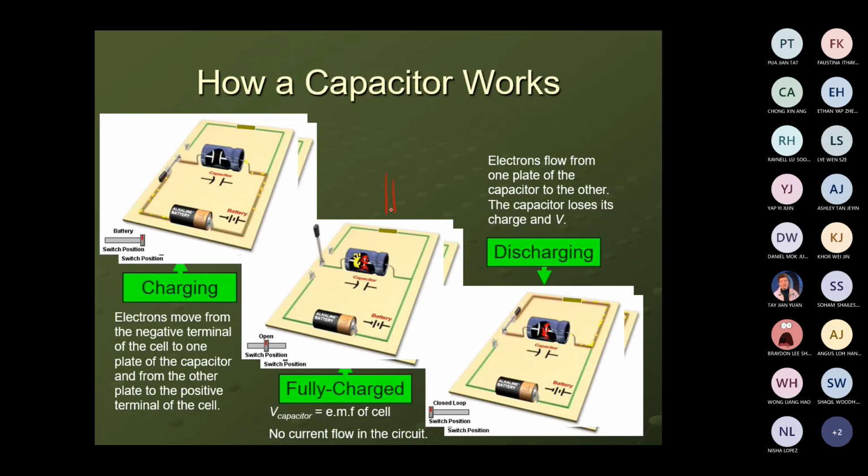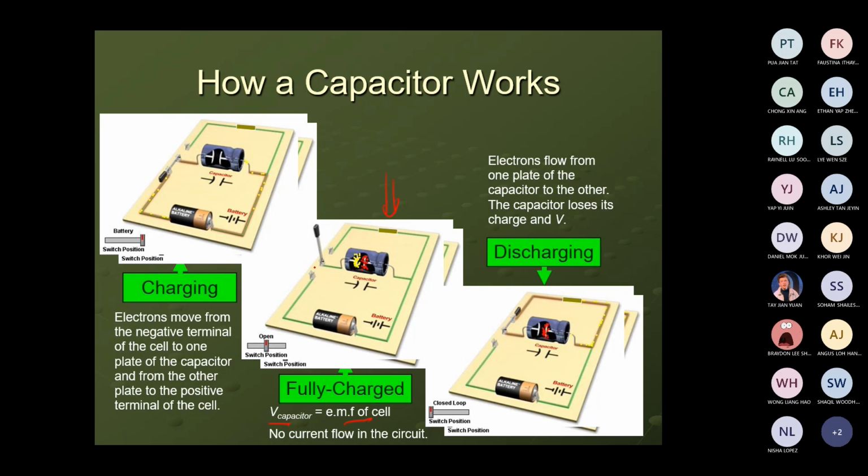You see the second picture. When fully charged, the voltage of the capacitor will be the same as the EMF of the cell. No current flows in the circuit after it is fully charged. I think you realized this when you did the experiment last semester, right?